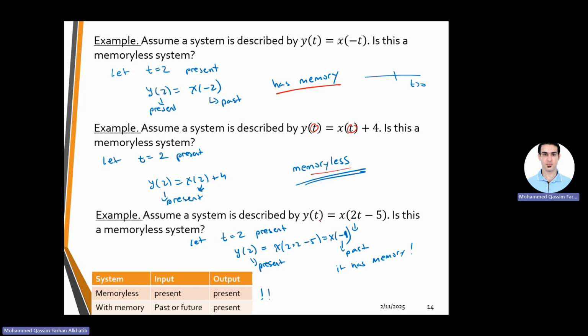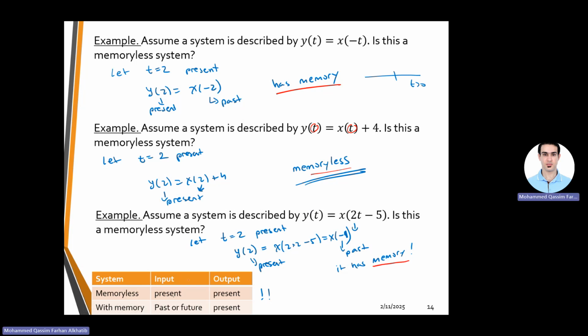Let's look at this one. y of t equals x of 2t minus 5. I will not say solve or something. Just give me an example in the exam. For example, if you put 0, y of 0 equals x of minus 5, a point in the past. So in this case, the system has memory.